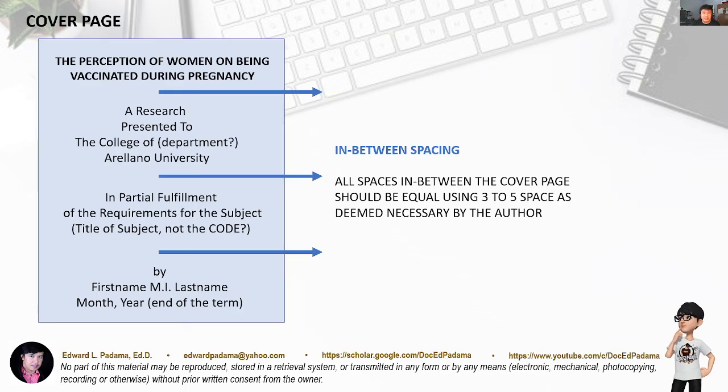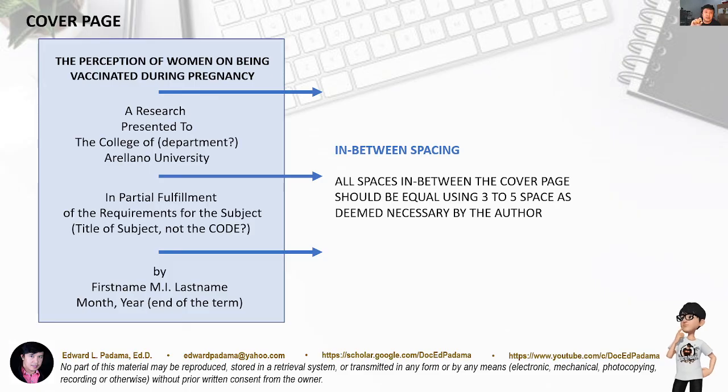Now, there are spaces in between these parts of your cover page. So how do we decide on what spaces would be appropriate for these? So you have three. This is what we call in-between spacing. All spaces in between the cover page should be equal using 3 to 5 spaces. You create a space by pressing the enter key. Now, this is subjective as deemed necessary by the author. Just make sure that all three spaces are equal.